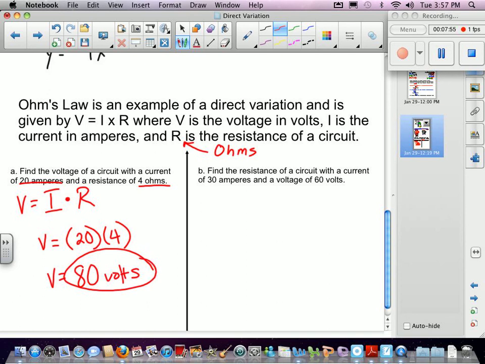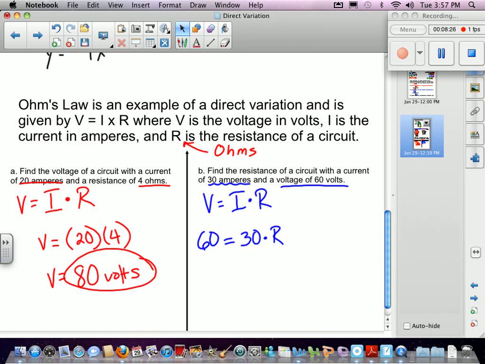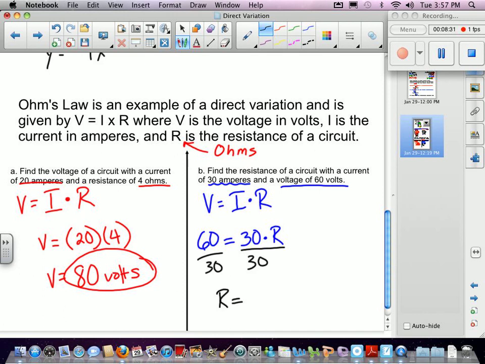All right, and part B. Again, we're using the same equation, but this time we're looking for the resistance. So this time we're given a voltage of 60 volts, so in place of V we're going to put 60. We're also given 30 amperes, so in place of I we're going to put 30, and then we're multiplying by R. So in order to solve this equation for R, we divide by 30. We end up with R is equal to 2, and in this case it would be 2 ohms.